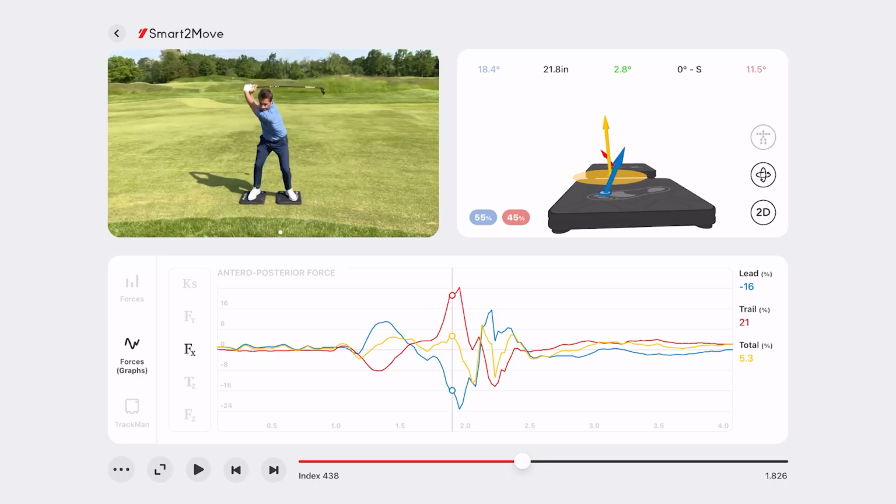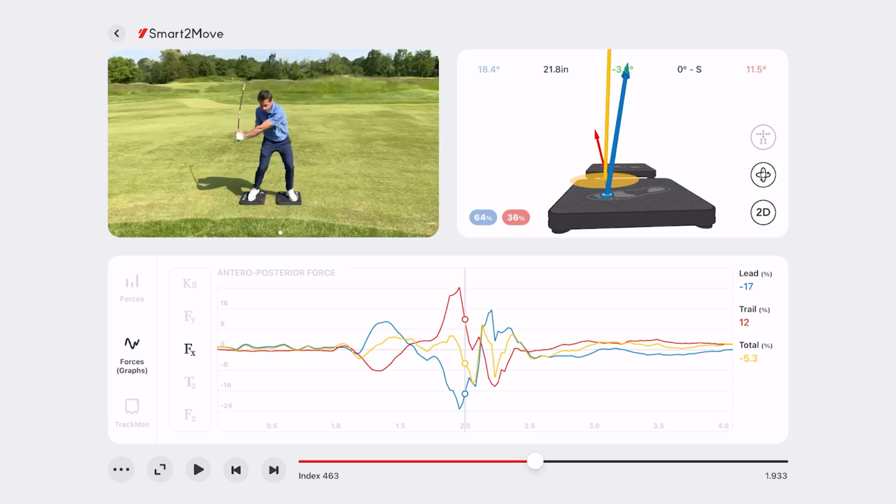Now, what I definitely don't want to see at this point of the swing is a lot more trail contribution than lead contribution. Because what that will do is take that overall yellow line and make it much more positive, and will create this tendency of motion towards the golf ball. And that ends up really limiting the space the golfer has to drop those hands and deliver them through the golf ball.